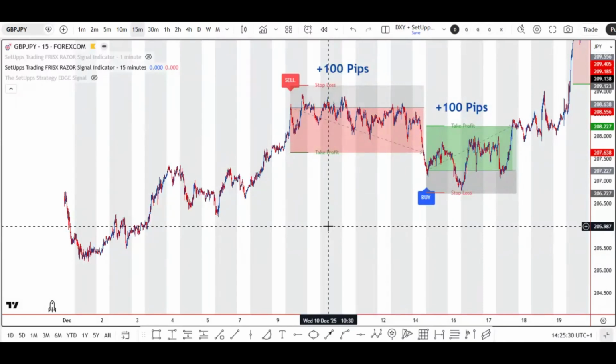Okay, and that's where experience comes in, and that's why I teach in my 1-to-1 classes, or a small group sometimes I have, how to be consistent with your trading and make consistent profits anyway. But for the purpose of this video, again, this is just for the Frisx razor indicator.